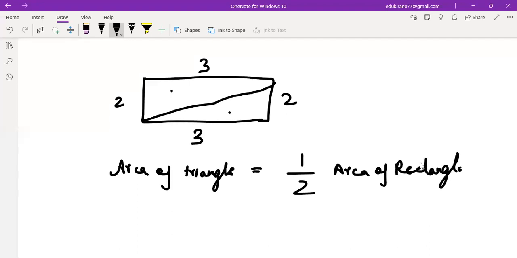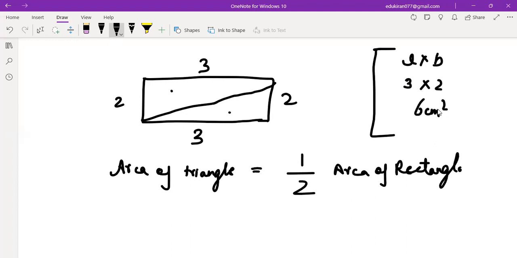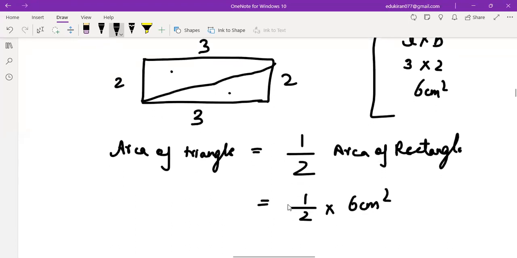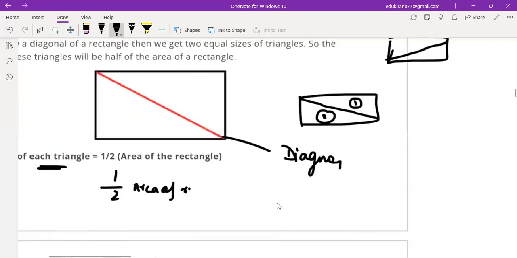First you need to find the area of the rectangle, which is length into breadth. Length is 3 centimeter, breadth is 2, so you get 6 centimeters square. Then you write half multiplied by the area of the rectangle, 6 centimeter square, which gives 6 divided by 2. So your answer would be 3 centimeter square, the area of the triangle. Clear?